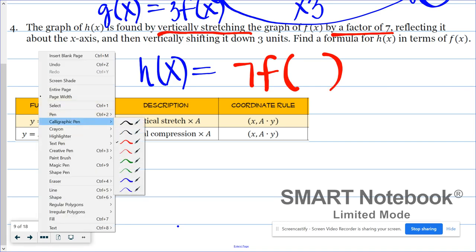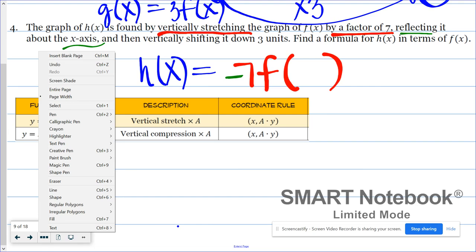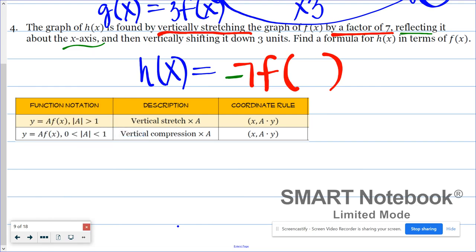And then it said that it was reflected over the x-axis. And so I know that that's shown with a negative out in front of the function. And then it says that it was vertically shifted down 3 units. So after my function, I would have minus 3 showing that. So really there's just an x inside here because I don't have any horizontal translations. So we have h of x is equal to negative 7 times f of x minus 3.